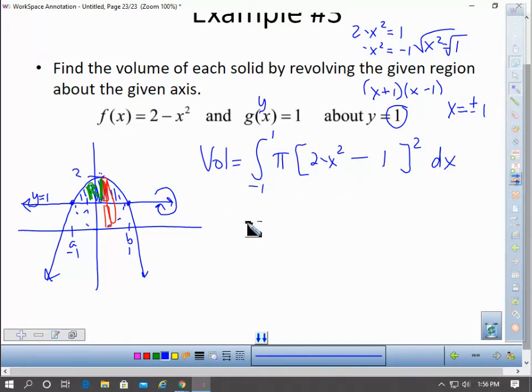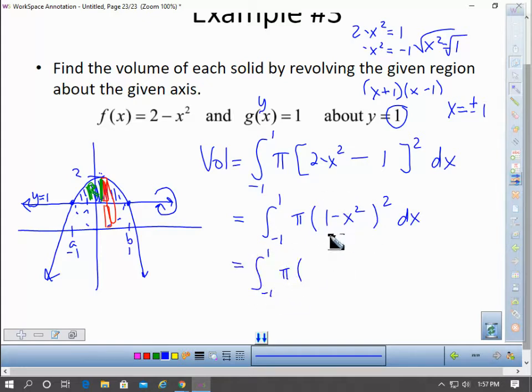All right, now we're going to do this long-handed way. So this is the integral from -1 to 1, pi. I'm going to simplify this in here first before I square it. So 2 minus x squared minus 1 is going to be 1 minus x squared because it's just 2 minus 1. Now I can multiply that out real easy.